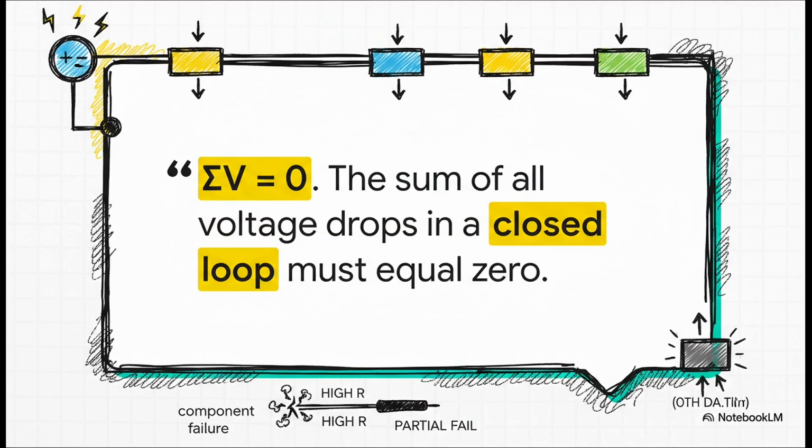This is the absolute foundation of loop analysis. In any series circuit, KVL demands that your source voltage must perfectly equal the sum of all the individual voltage drops across your loads. If you measure and find a deviation, you've found a failure. It could be a high-resistance short or a load that's starting to go bad.